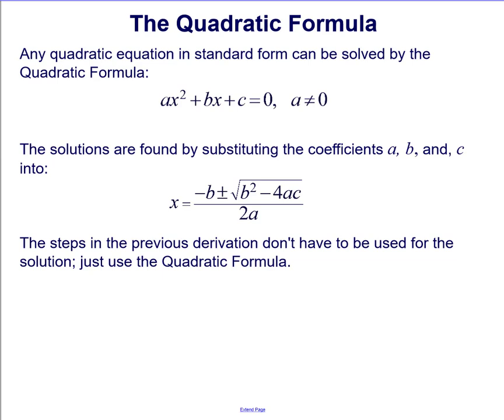So if we start with ax squared plus bx plus c is equal to 0, with the condition that a is not equal to 0, then the solutions can be found by substituting the coefficients a, b, and c into this new formula known as the quadratic formula. The steps in the previous derivation don't have to be used for the solution. We can just use this quadratic formula.